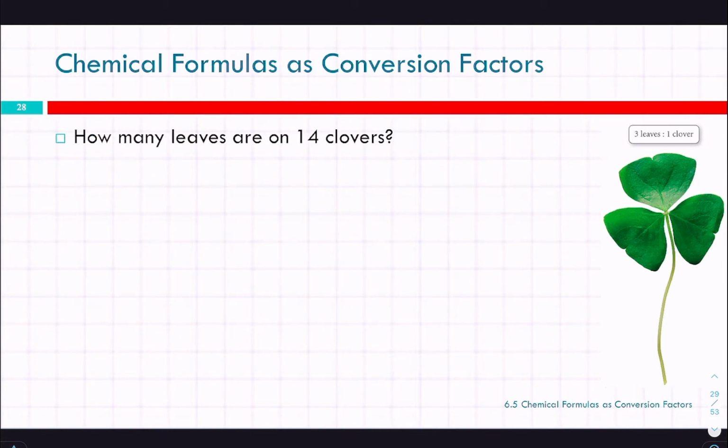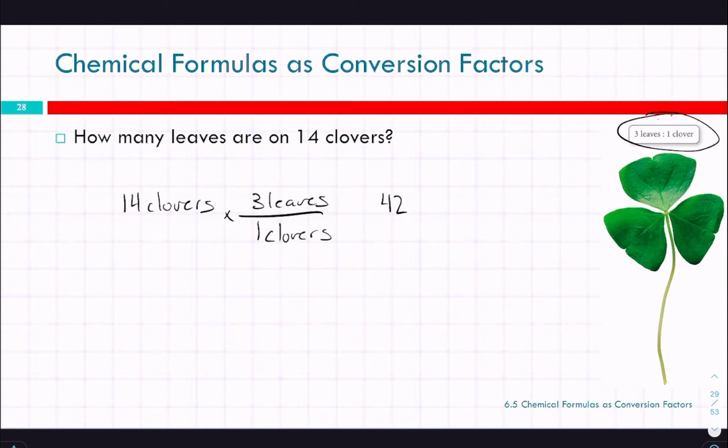So it's like this, right? If we have 3 leaf clovers, and you want to know how many leaves are on 14 clovers, it's 3 times 14, right? Because we have 3 on each of these clovers. So if we wanted to write this out a little bit more mathematically, we'd say we have 14 clovers, and we can use this 3 leaves to 1 clover as our conversion factor. We want to cancel out clovers, and we have 3 leaves. 14 times 3 is 42 leaves.